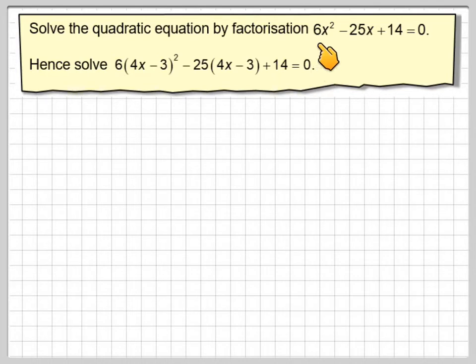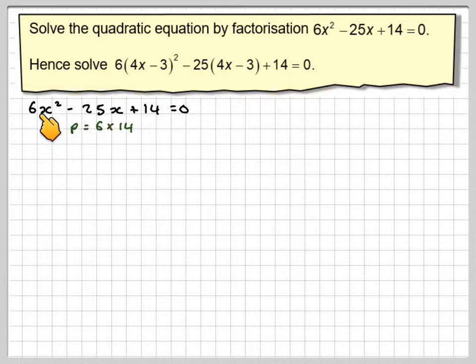They all have the same format: 6x squared, 6 times (4x minus 3) all squared, etc. So let's have a look. First of all, we'll do the first part. To solve this quadratic equation by factorisation, the product will be 6 times 14, which gives me 84. The sum will be the middle number, which is minus 25.